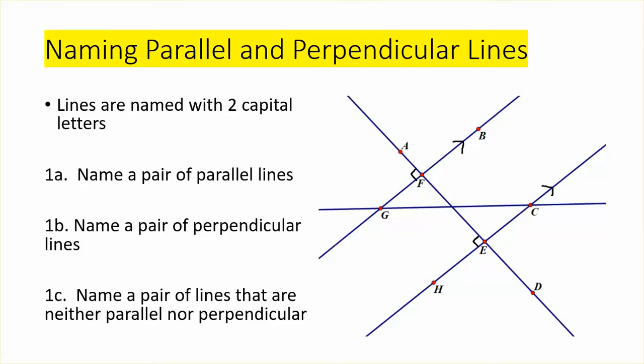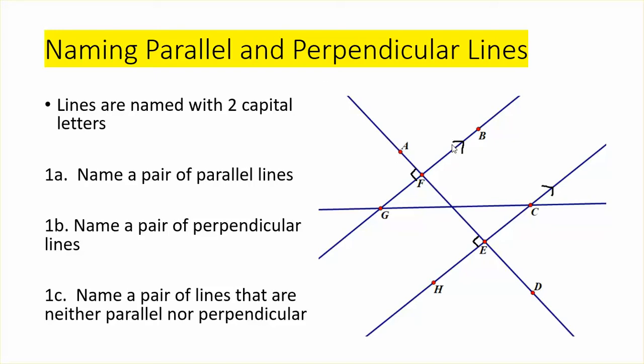First off, a reminder that lines are named with 2 capital letters. So when you name a line, you will use 2 capital letters. Each of those letters should be a point on the line. 1A, name a pair of parallel lines.